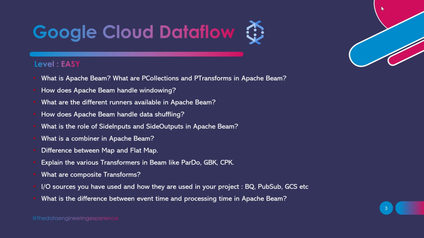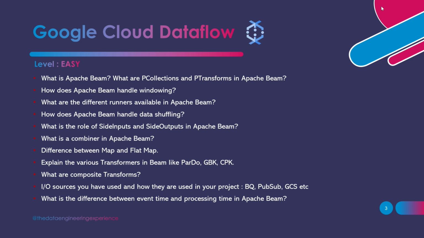Then how does Beam handle data shuffling? Beam handles data shuffling by using the ParDo and the GroupByKey transforms. So what happens during these transforms? The data is shuffled between the workers, and it ensures that the data with the same key are sent to the same workers for processing.